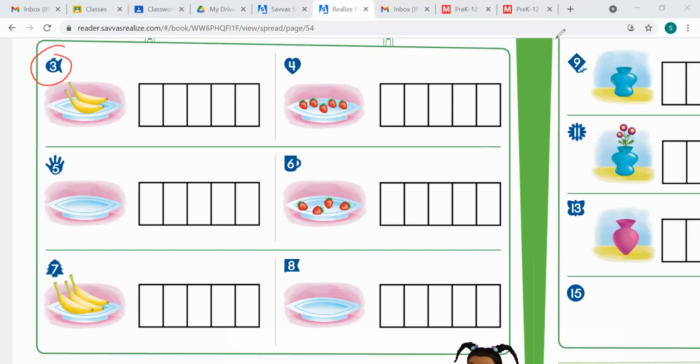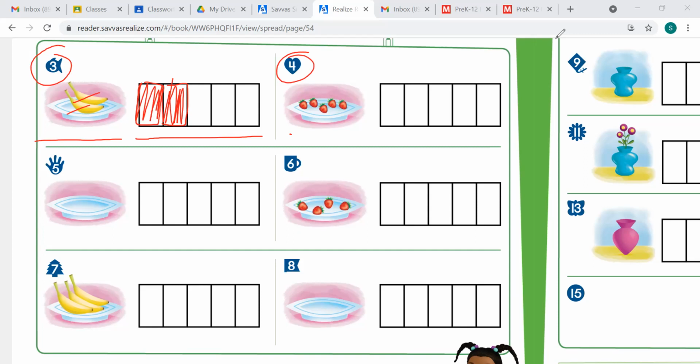Let's go to problem number 3. Let's count the number of bananas on this plate and then color in the number on the boxes here. So we have 1, 2. 2 bananas. So that means we color in how many boxes? 2. 1 and 2. That shows us how many bananas are on the plate.